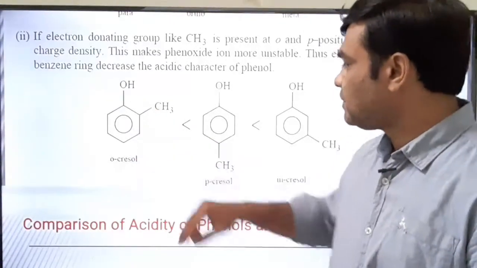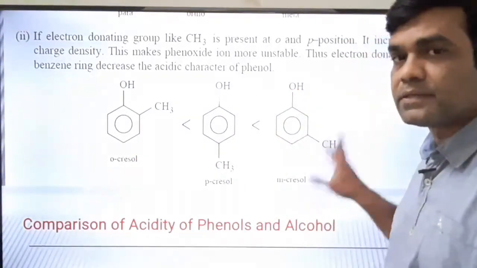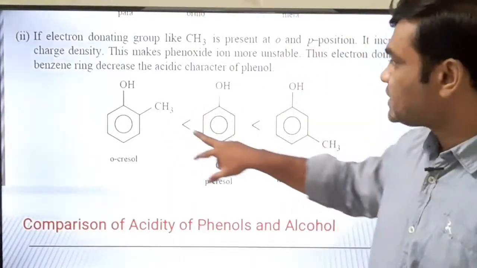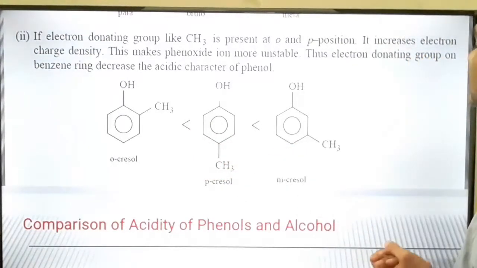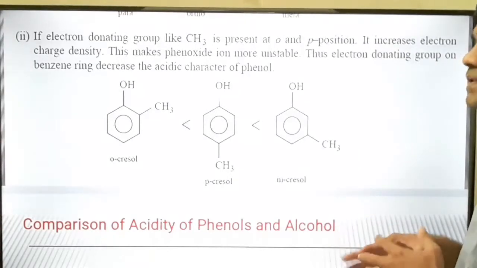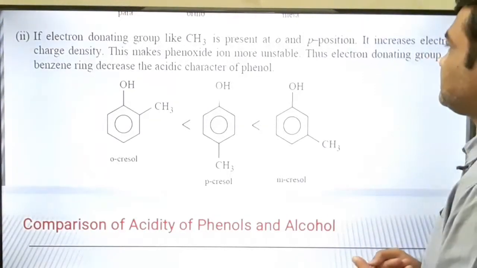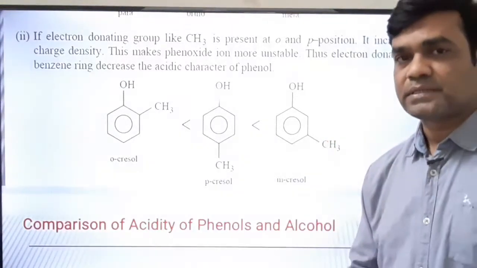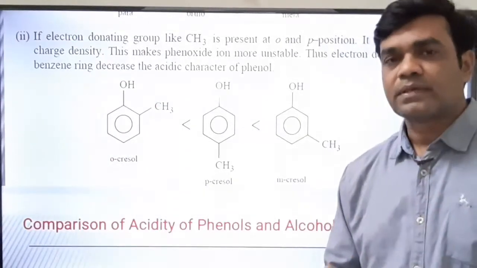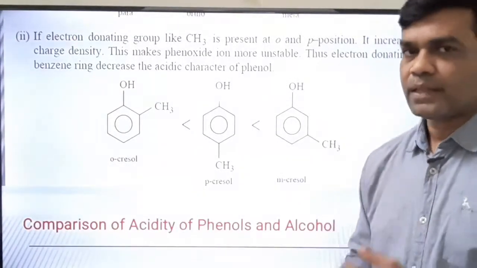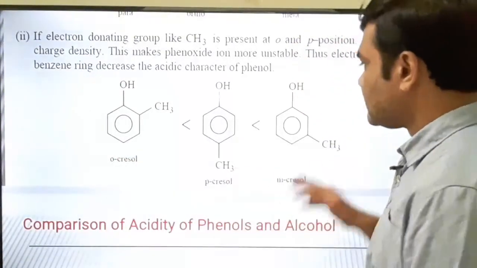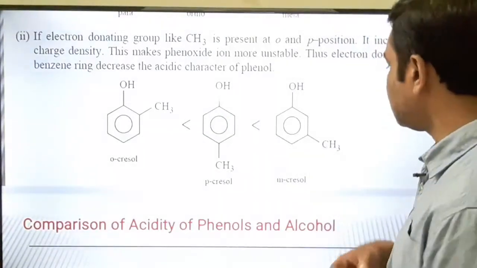Here it is ortho-cresol, here it is para-cresol, and this is meta-cresol. Here you can see the CH3 group, when present at the ortho and para position, increases the electron charge density. This makes the phenoxide ion less stable. However, the methyl group at the meta position decreases the electron charge density and therefore the resultant phenoxide ion is more stable. Therefore, remember, this is the order of acidity when the electron donating group is present.